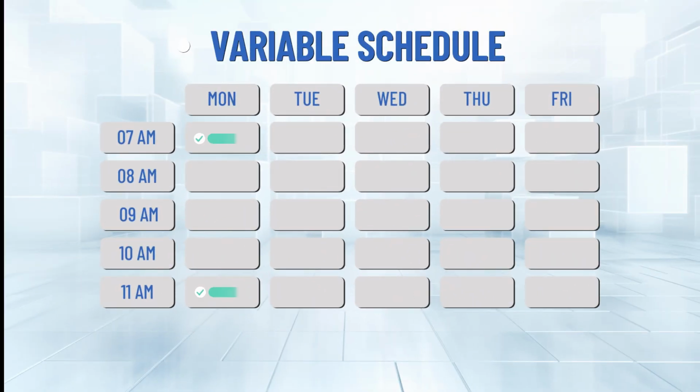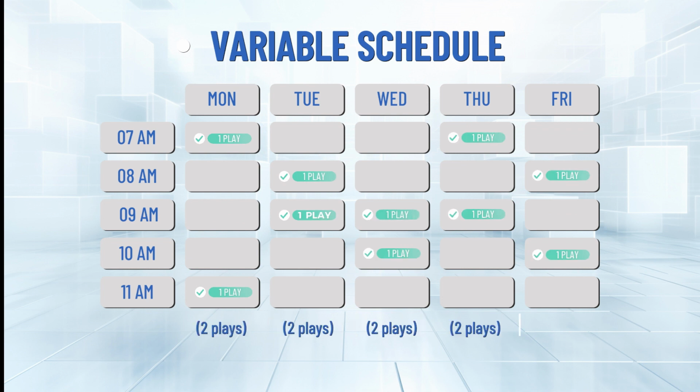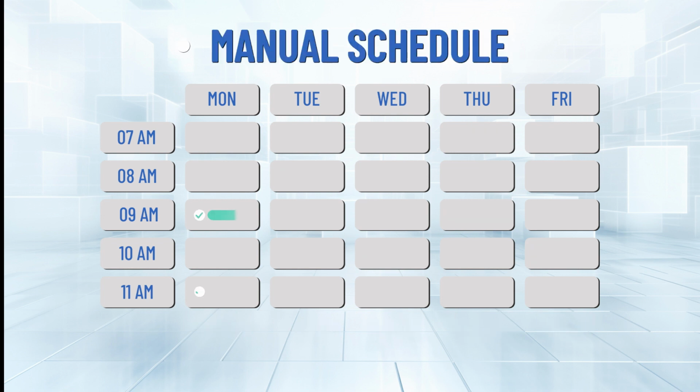In the next video, we'll explore variable scheduling, where AdMaster's algorithm dynamically selects different hours for each day. And, of course, we'll dive into manual scheduling in a separate tutorial.